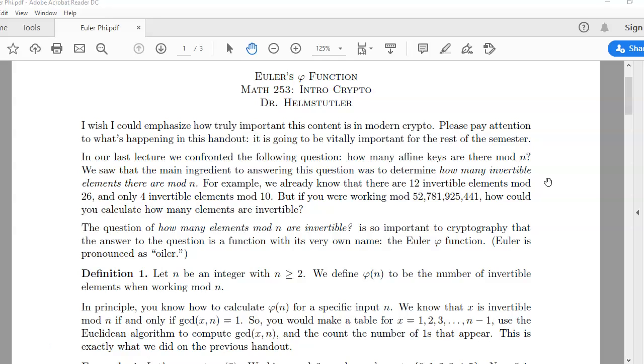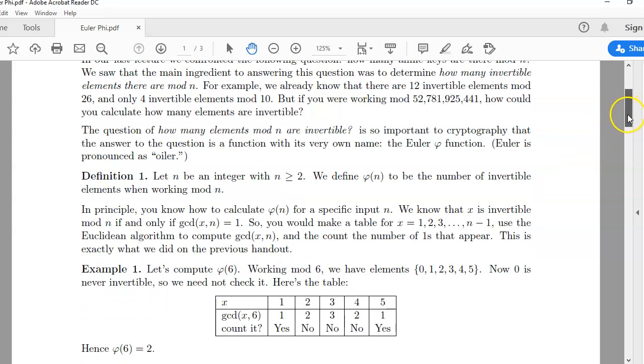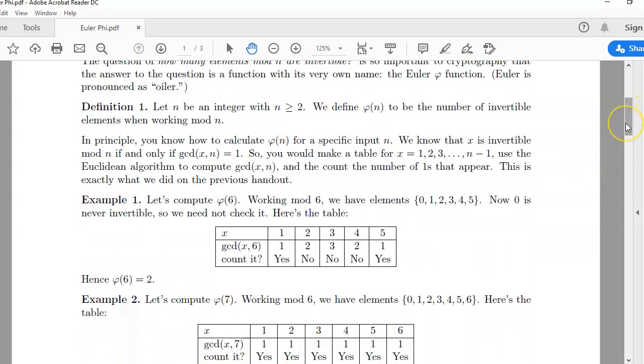Okay, so this question of how many elements mod n are invertible is so incredibly important that it gets its own name. All right, the answer to this question gets its own name and it's a function. Okay, this is known as the Euler Phi function. And here it is. It's simply the answer to the question.